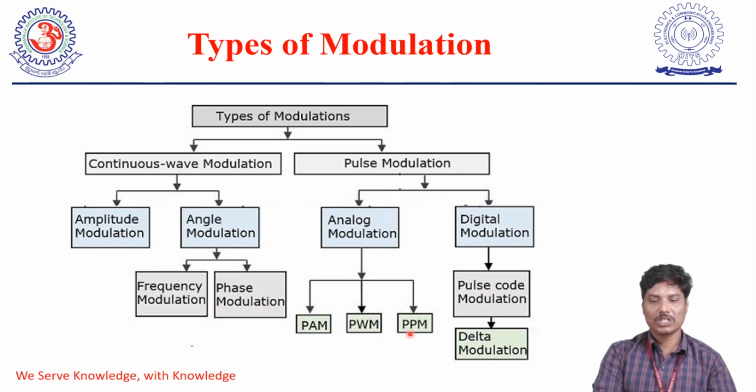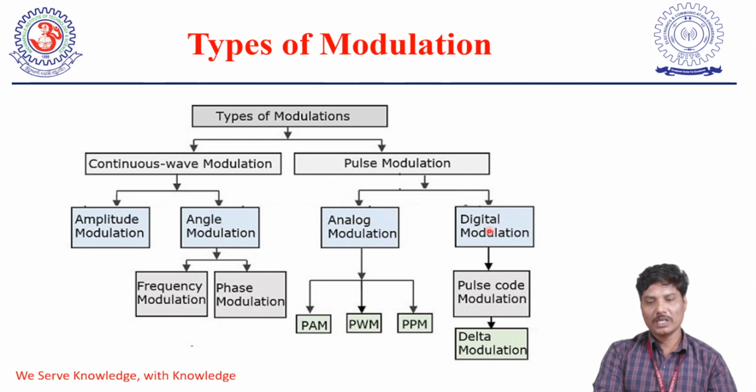And pulse position modulation. What is pulse position modulation? Modulation means variation. Here we are going to vary the position between the pulses in accordance with the modulating signal, in order to make our signal travel a longer distance. That modulation we call pulse position modulation.